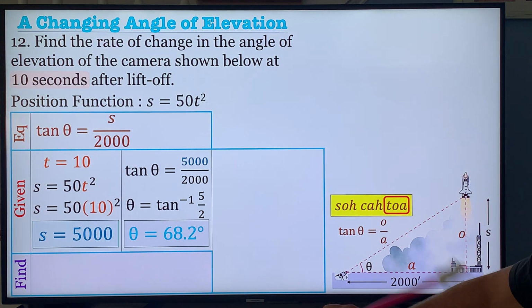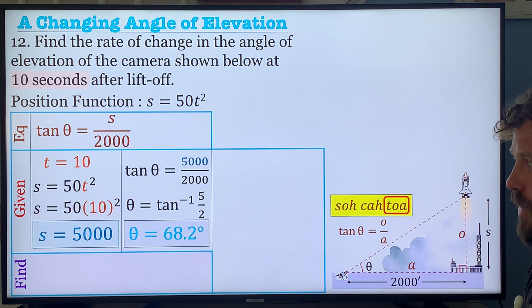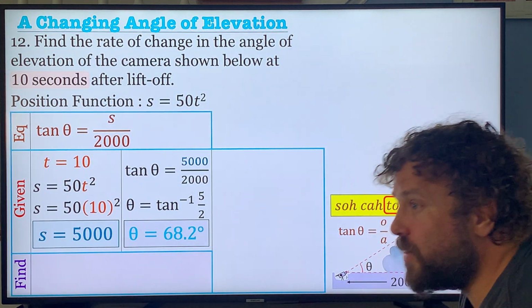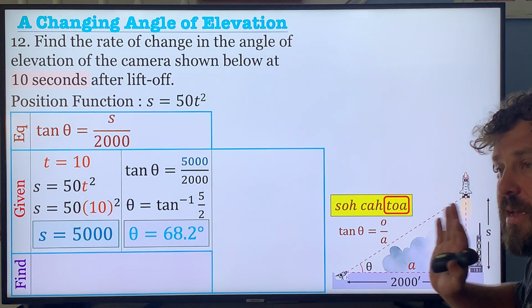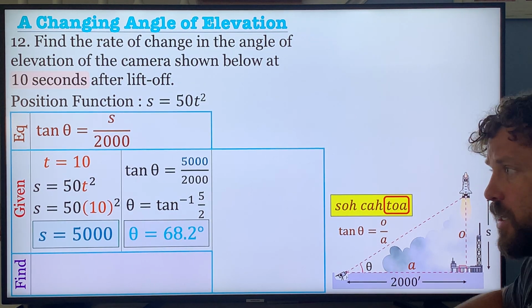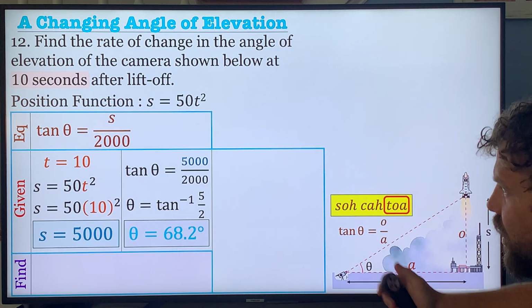Make sure your calculator is in radian. If your calculator isn't in radian, you're going to get some wacky answer, and it's going to be no good. A lot of times, especially graphing calculators, their default is degrees. You do not want it in degrees. You want it in radian. So go to the mode and change it. Good?